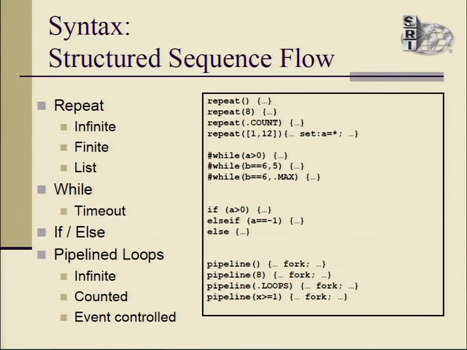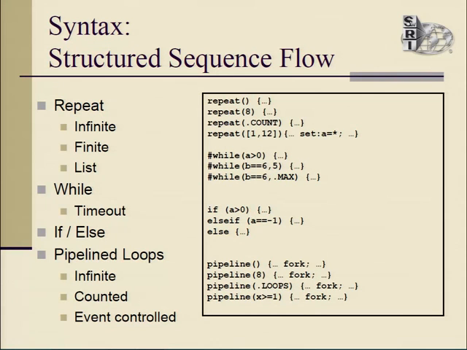We have a while operation, which just checks an event and makes sure it's true and continues looping while it is, with a max iterations timeout. We also have simple if-else-if branching. We also have a pipelined loop. The basic idea behind this is you wish to iterate, repeat a sequence of operations, but you want to start the next iteration before you finish the first. And this pipeline mechanism lets you do that automatically.